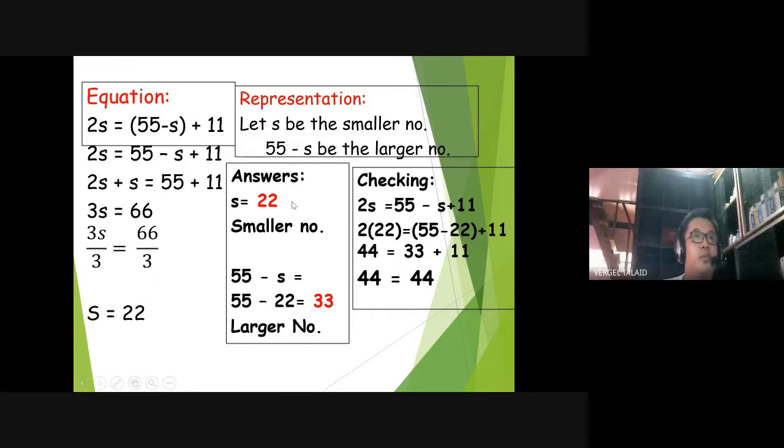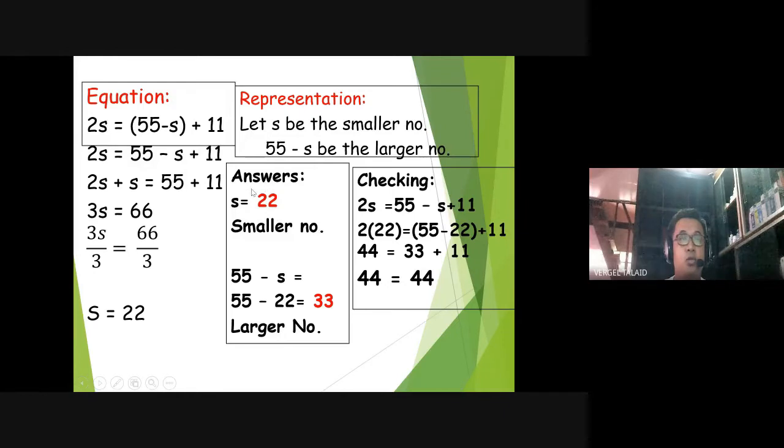So therefore, the smaller number is 22. The larger number is 55 minus S, so 55 minus 22 is equal to 33. 33 is the larger number. If you are going to check whether these two numbers meet the given conditions, the sum is 55: 22 plus 33 is 55. Yes. Twice the smaller is 44, which is equal to 11 more than the larger. What is 11 plus 33? That is 44. So they are equal.